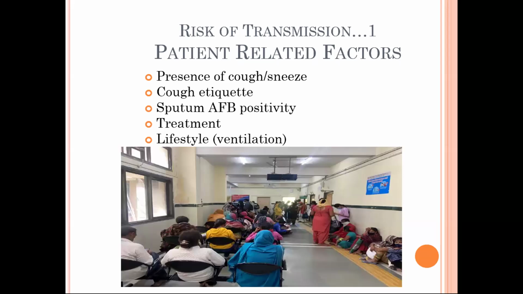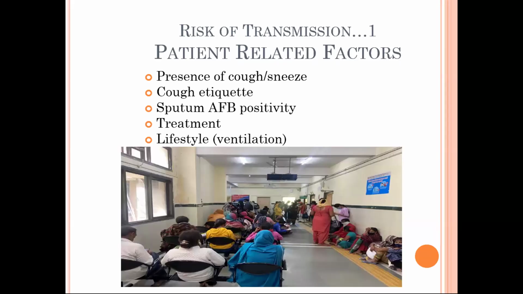So cough etiquette is very important. If the person is using very good cough etiquette, covering their mouth while sneezing or coughing, then the transmission will be less. Then sputum AFB positivity: if the patient is AFB positive, then it will transmit more. Then the treatment: those who are on treatment for at least 2 weeks are less transmissible. So it's very important that we detect the patients and put them on treatment.